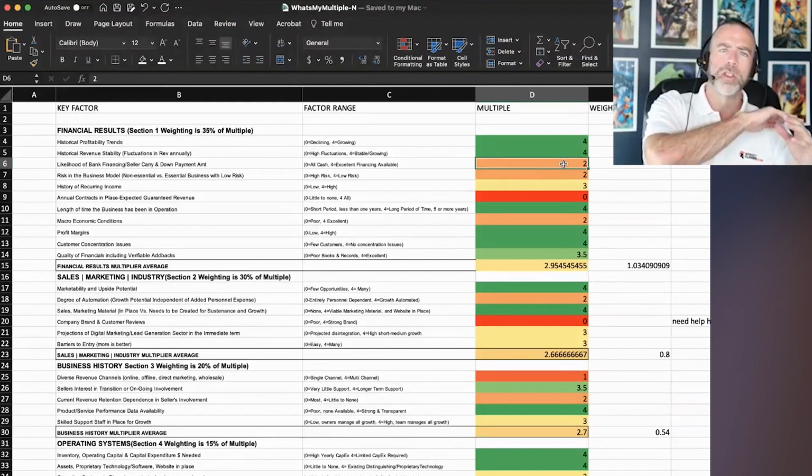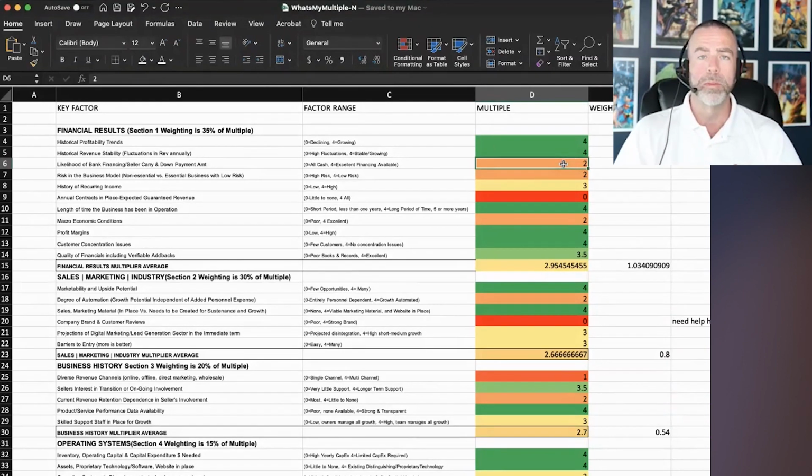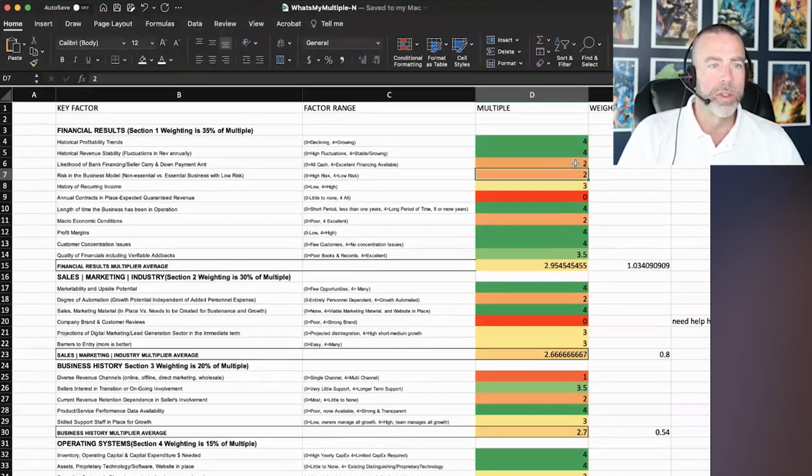So they haven't had just a perfect track record of growth. And some private equity firms, they don't like that because they'll be wondering, is there a chance that this thing will come back down? So again, I was a little bit harsh on this, but I think a 2 is reasonable given their situation. The next one is risk in the business model.